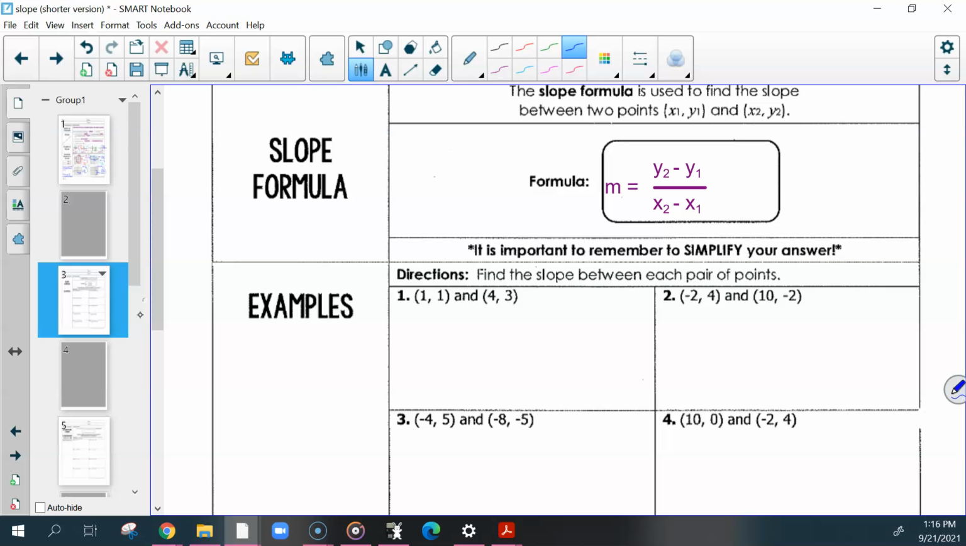So finding slope from a graph, you're just counting. If you have to find slope algebraically, you're going to use this formula: y2 minus y1 over x2 minus x1.